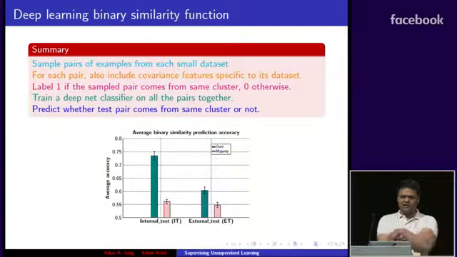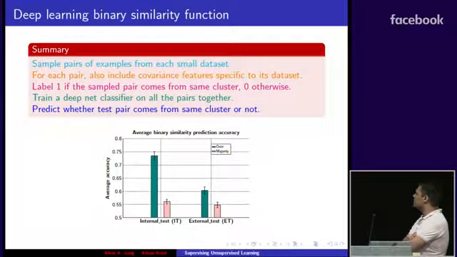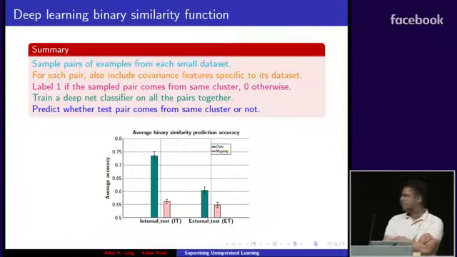Finally, we introduced this problem of learning a binary similarity function. The idea is if I give you two points drawn from a problem, whether they belong to the same cluster or not. It can again be analyzed in our framework, and there are two examples of verification here. One is the internal test and the other is the external test.